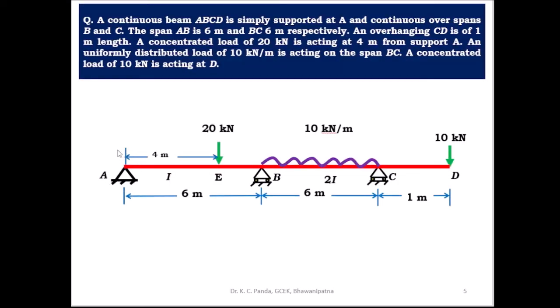Due to the simply supported end, the moment at A is 0 and the moment at B is equal to MB, and the moment at C you can find out by taking this portion as an overhanging portion. So you have to treat this portion as a cantilever, and due to this 10 kilonewton load, you have to find out the bending moment at the support C. So MC is equal to minus 10 into 1, that is minus 10 kilonewton meter. So the moment at A is equal to 0, the moment at B is equal to MB, and the moment at C is equal to minus 10 kilonewton meter.